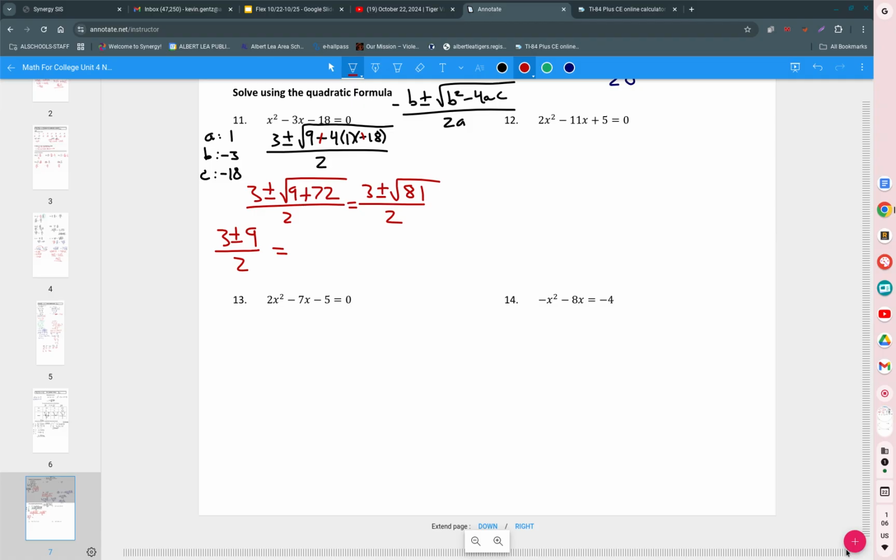Remember, it's an x squared equation, so I come up with 2 results. Let me show you these 2 results. What is 3 plus 9? 12. Divided by 2? 6. So 6 is one of the solutions. To get the other solution, I do 3 minus 9, which is negative 6 divided by 2. And those are my 2 solutions.